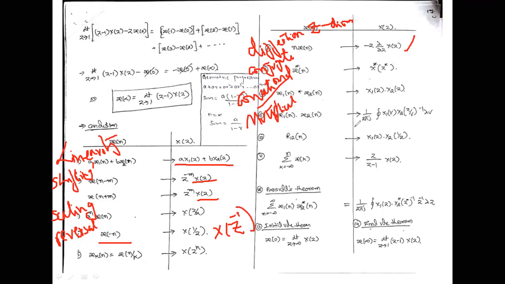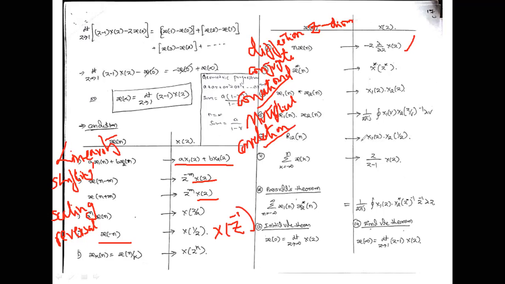Okay, x1 of n with x2 of n, using this in the multiplication property to prove, we are using the inverse Z transformation formula, my dear students. It is 1 by 2 pi j the integral X1 of v and X2 of z by v inverse dv. This is a dv, my dear students. And next is the correlation property. Correlation property in the Z transformation. R12 of n is X1 of z and X2 of 1 by z.